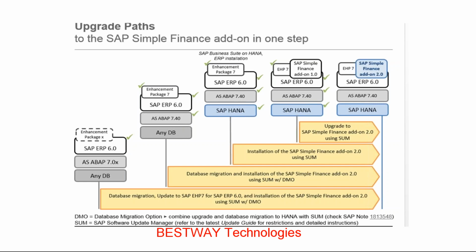To use 1605 release onwards, we should be in EHP 8. In that case, you have to go to EHP 8 database migration and then plan for your data migration. Otherwise, EHP 7 database migration, then when you plan for your add-on implementation, you go for the necessary EHP update and do the S4HANA migration project.